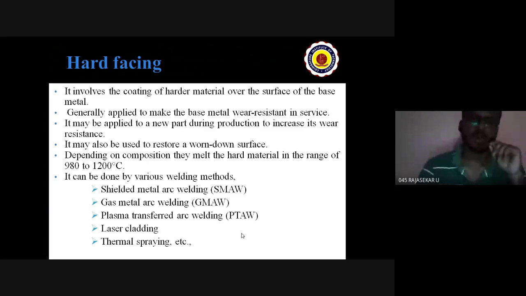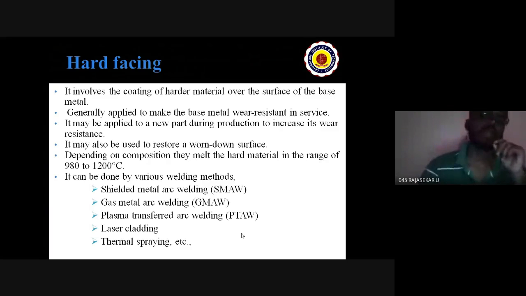There are many types to do hot facing using various welding methods. I mean shielded metal arc welding, gas metal arc welding, plasma transferred arc welding, laser cladding, and thermal spraying, etc. I just mentioned some of the general processes that we often use. There are many other processes to do hot facing.